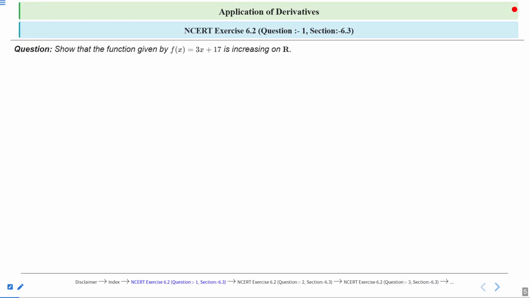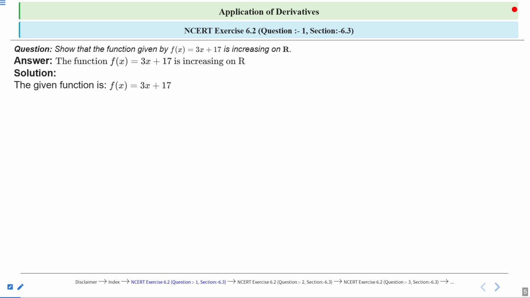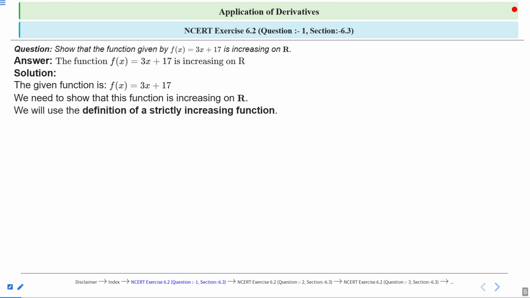Question is, we have to show that the given function f(x) is equal to 3x plus 17 is increasing on all real values, right? Correct answer is the function f(x) equal to 3x plus 17 is basically increasing on all real, right? So let's see the solution part. The given function is basically f(x) equal to 3x plus 17, right?